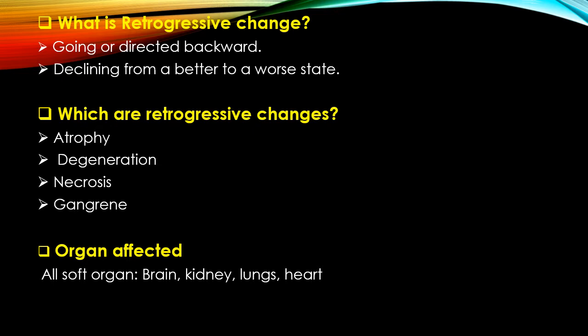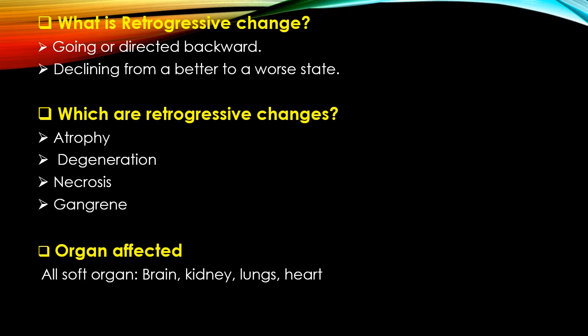But which are the retrogressive changes? Retrogressive changes are atrophy, degeneration, necrosis and gangrene. Retrogressive changes are produced due to damage, like tissue damage. It is a reversing process, the changes which lead to the opposite condition in the progress of the patient. Retrogression is nothing but the direct effect of injuries on cells, which passively submit to the injury. The common retrogressive changes are atrophy, degeneration, necrosis and gangrene.